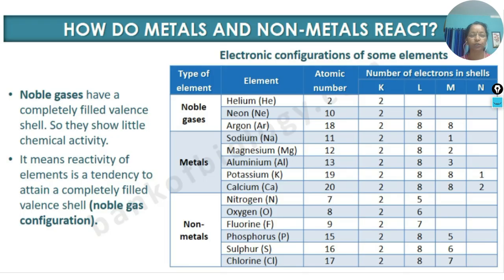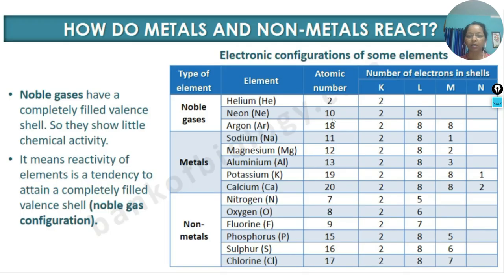To answer that question, just observe the table given here. It gives the electronic configuration of a few elements. The first three are noble gases. First, helium with atomic number 2: the K shell has 2 electrons. That means the shell is completely filled.